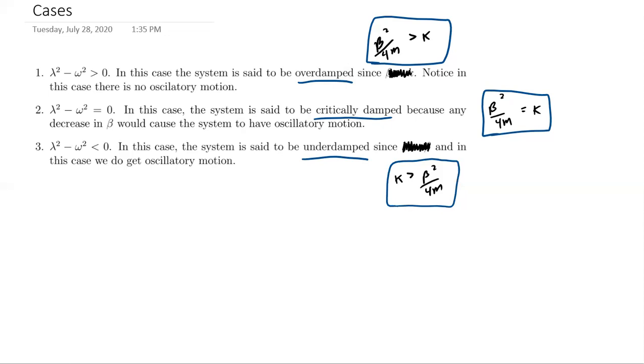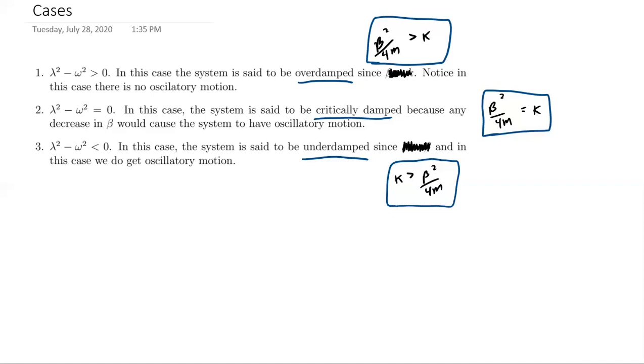So you can think of this either in terms of the roots, whether we get two real distinct roots, one real root of multiplicity 2, or two complex roots. But in terms of the system, you want to think of it as overdamped, critically damped, and underdamped systems. And again, because we know what the general solution is, we know that the only case in which we get cosines and sines is case 3, where lambda squared minus w squared is less than 0, or equivalently, k is greater than beta squared over 4m.